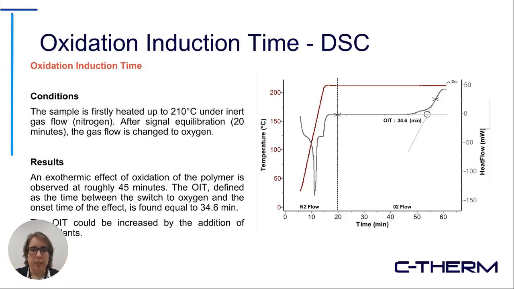Then what you'll do is change the gas flow over to oxygen or to air, depending on the experiment design, and observe how long the material takes to start being oxidized. And that's usually done with the simple two-line method. So you'll take the tangent of the straight line portion and the tangent of the steepest part after the oxidation has started. And where those two lines meet is determined as the oxidation induction time.